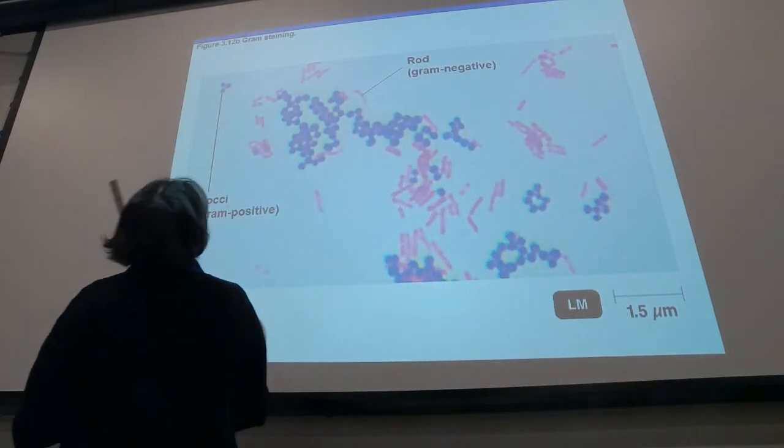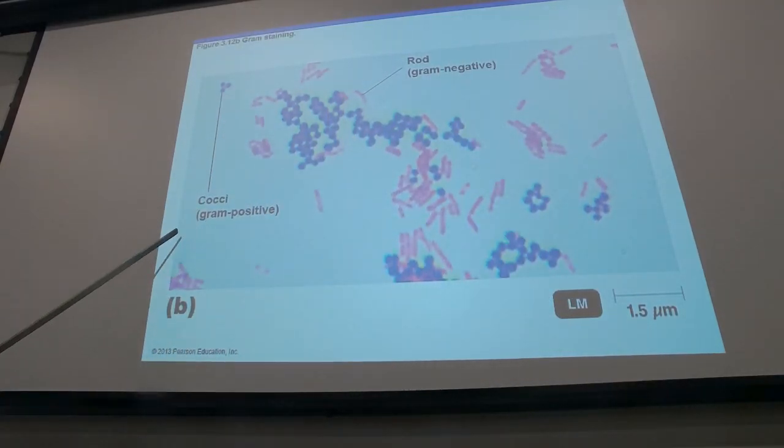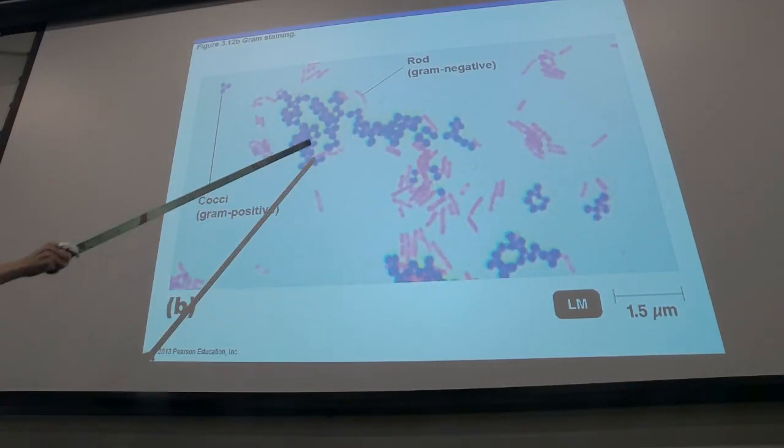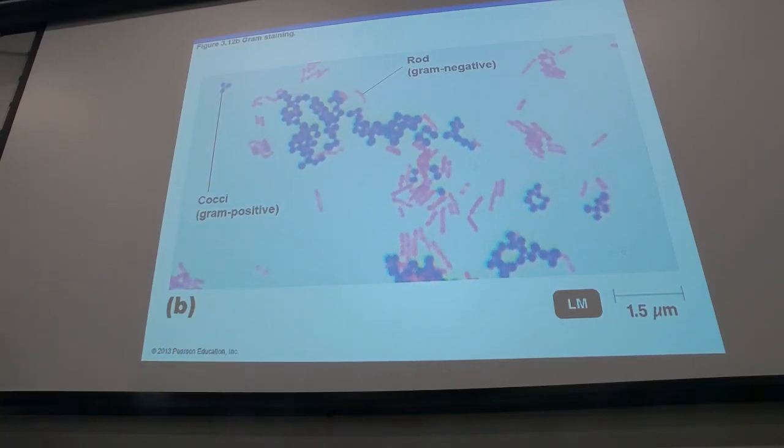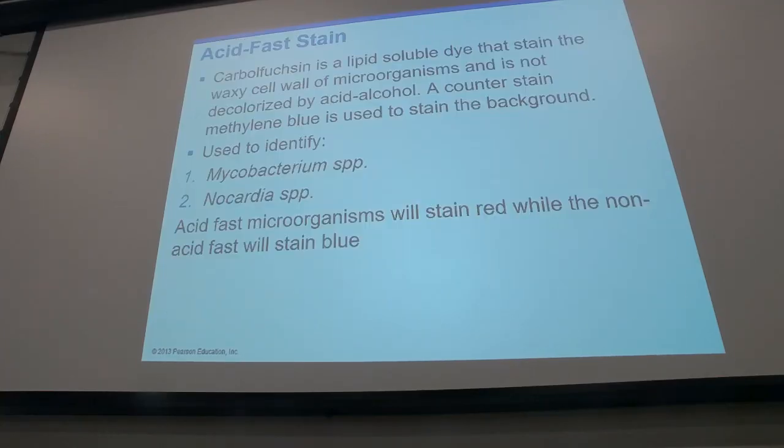And this is how a mixed culture looks in the microscope. So you have gram-negative rods and gram-positive cocci. Rods and cocci are shapes of bacteria. We will see that later on. But basically, gram-negatives stain red, gram-positives purple. So that's the most common technique that we use for staining.